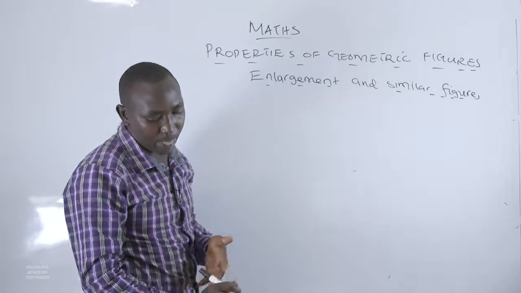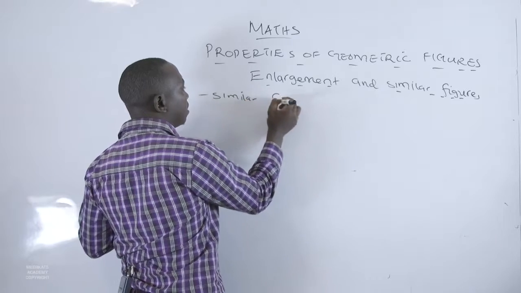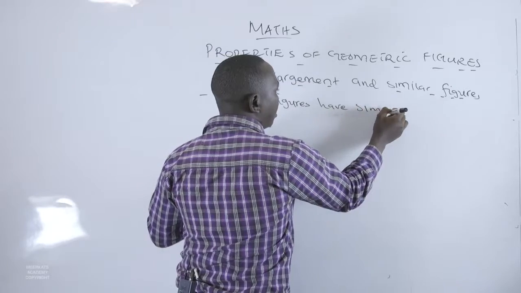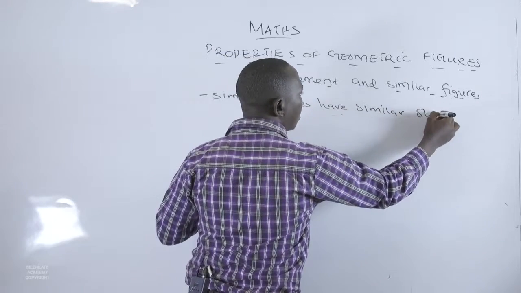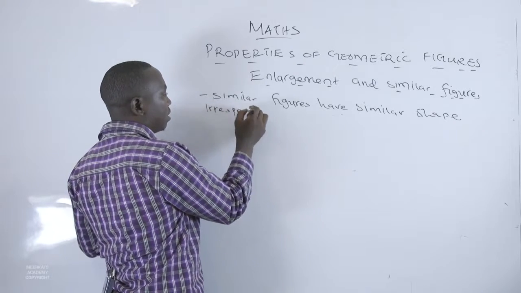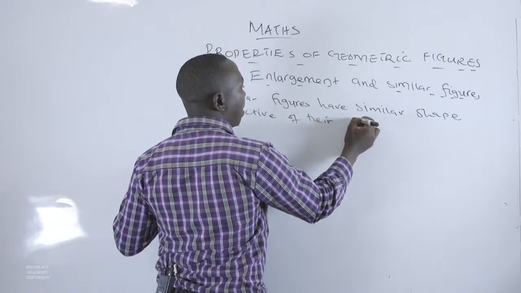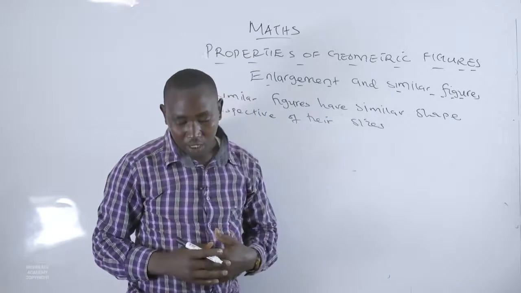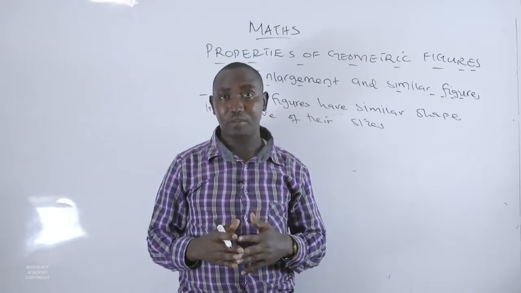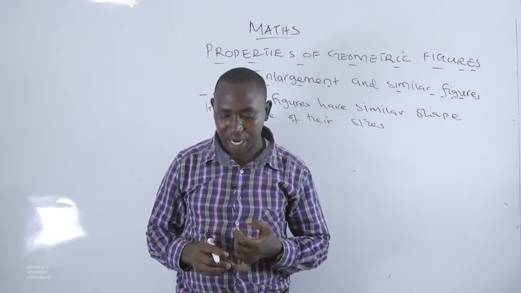So we are saying that similar figures have similar shape irrespective of their sizes. They can be of different sizes, but so long as they are of the same shape, then we can refer to them as being similar.